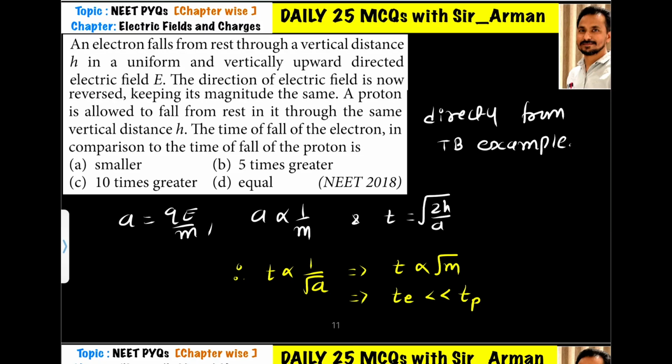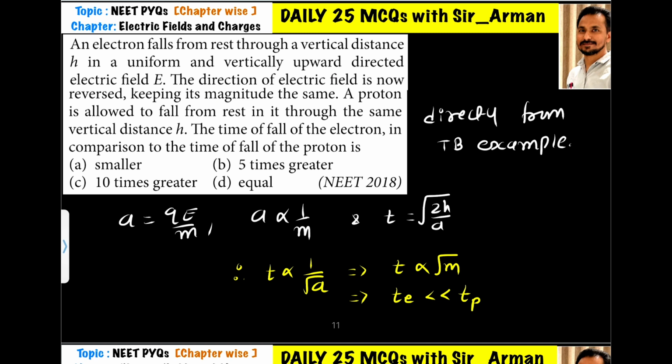An electron falls from rest through a vertical distance h in a uniform and vertically upward directed electric field. The direction of electric field is now reversed, keeping its magnitude same. A proton is allowed to fall. See, this is directly from the textbook example. Just the same question is there in the textbook, okay, but it has some data.